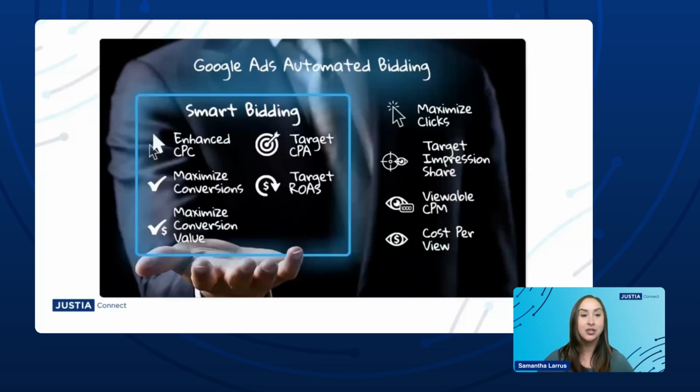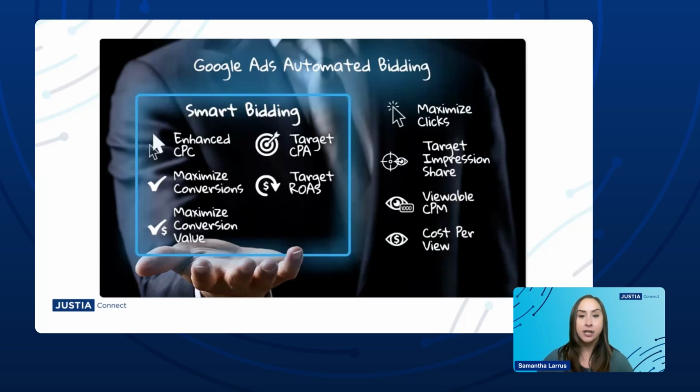As far as some of the features that we find are safe to use, Google's automated bidding strategies are definitely one of them. We utilize these regularly with our own clients and see really great results. Obviously, you can see here there are a bunch of options available to advertisers. The key is really doing your research and choosing the right bidding strategy for your specific needs.